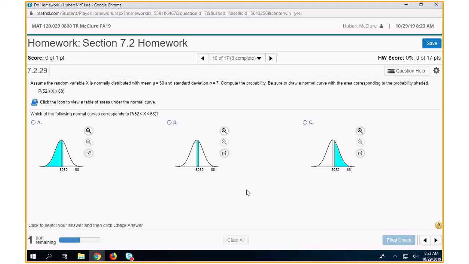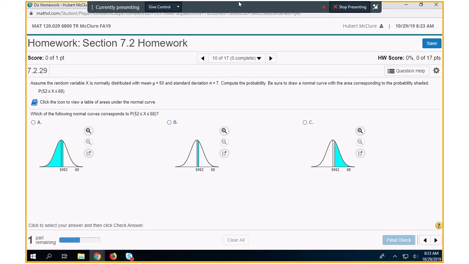Now, you may not be able to do the question, but you all should be able to do the picture, or the curve. I call it a picture because it's a whole lot easier to say than normal distribution curve. So I just say picture.